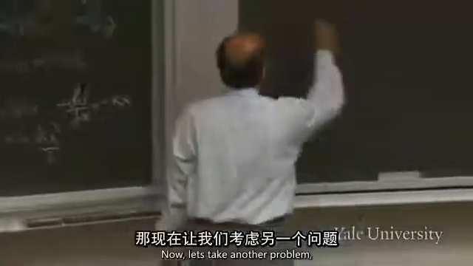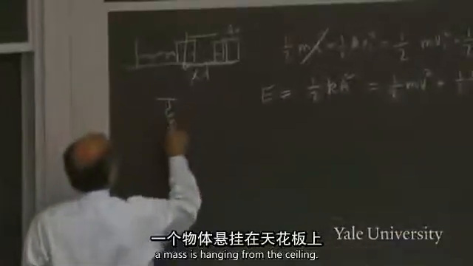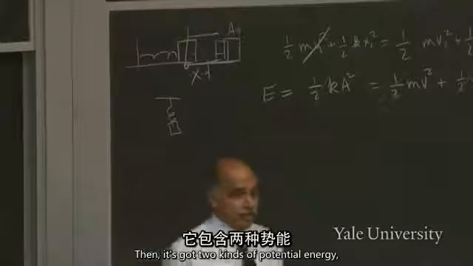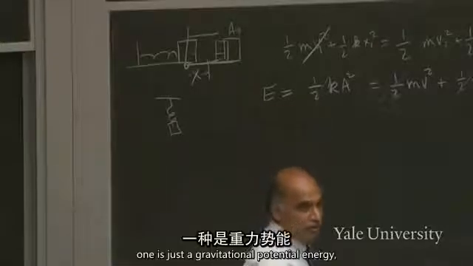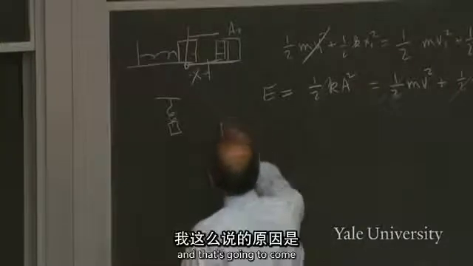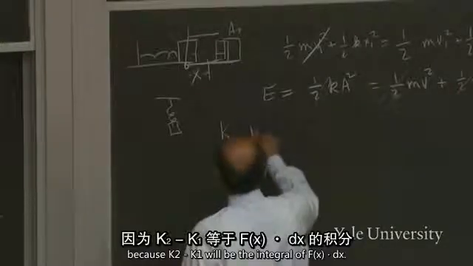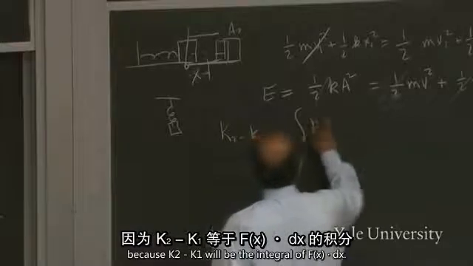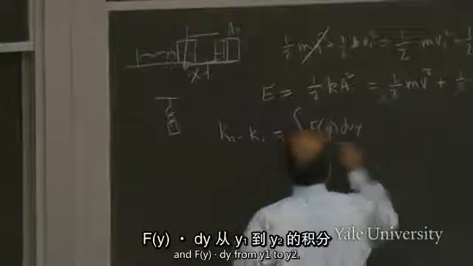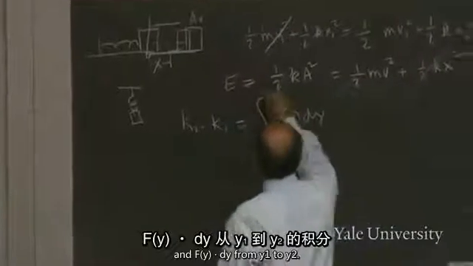Now let's take another problem. A mass is hanging from the ceiling. Then it's got two kinds of potential energy. One is just the gravitational potential energy, and the other is the spring potential energy. And that's going to come because K2 minus K1 will be the integral of f of x dx. I'm sorry, let's call it dy, f of y dy from y1 to y2.